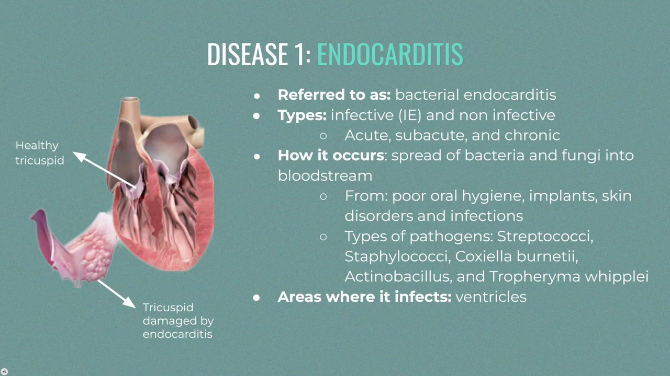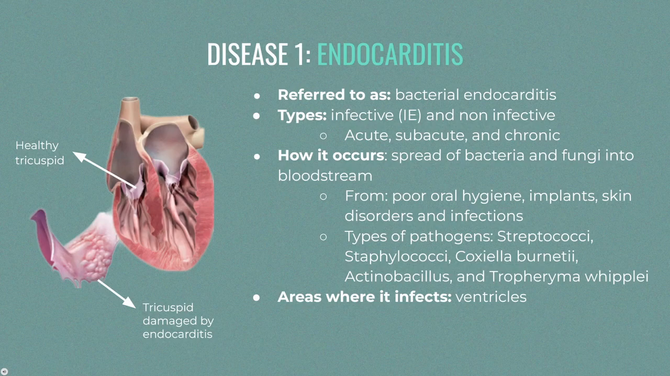The first disease that affects the cardiovascular system is endocarditis. It is commonly referred to as bacterial endocarditis. There are two types, one being infective and the other non-infective. You may be wondering, what is non-infective endocarditis? Well, it is a name given when endocarditis isn't caused by bacteria or fungi, for example, those who have an autoimmune disease like lupus. The term also changes depending on how severe the disease is.